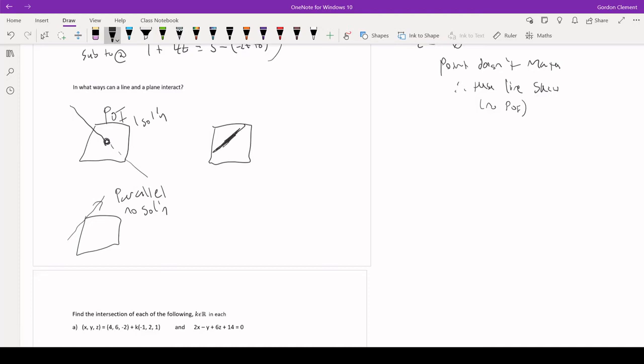And the last thing that can happen is that the line is actually sitting on top of the plane. So that's like the plane is your floor and the line is drawn along your floor, and that would be infinite solutions. Every point on the line is a point of intersection between the 2 things.